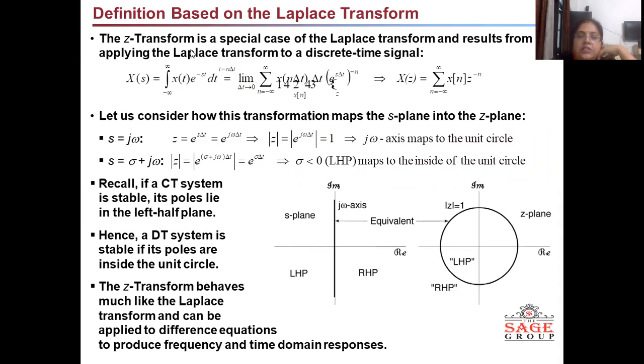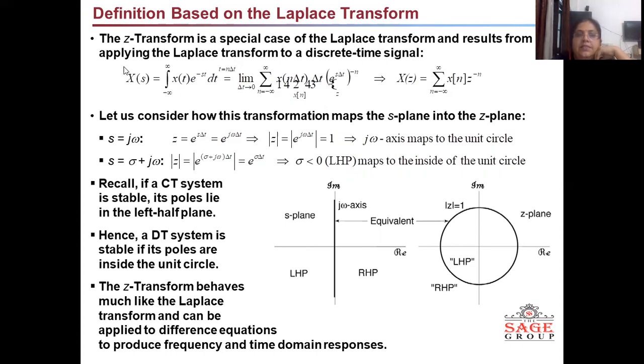Now, the Z transform is a special case of the Laplace transform and results from applying the Laplace transform to a discrete time signal. Here, we will convert this Laplace transform into the Z transform by converting the transform to the discrete time signal.